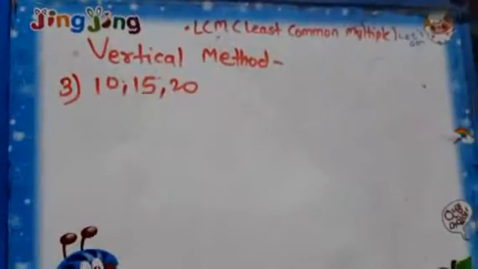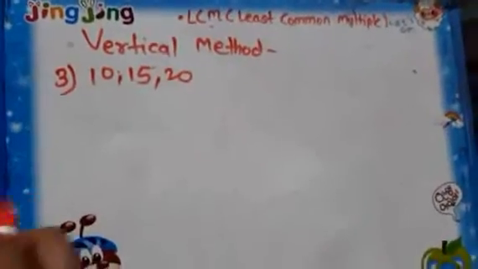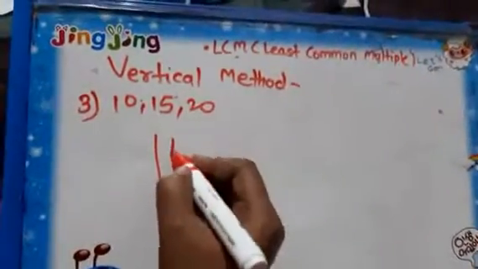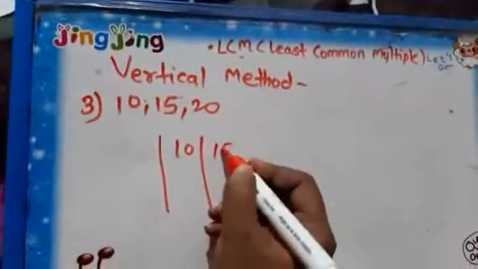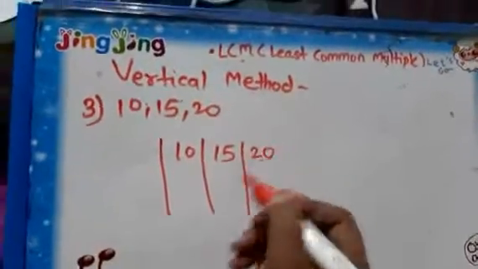Next example is 10, 15, 20. For that, write all the numbers 10, 15 and 20.